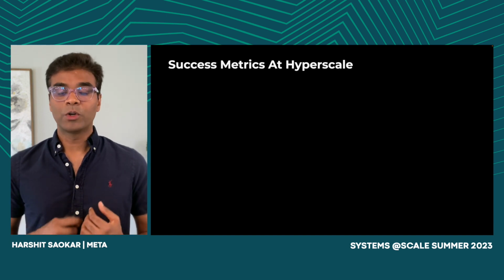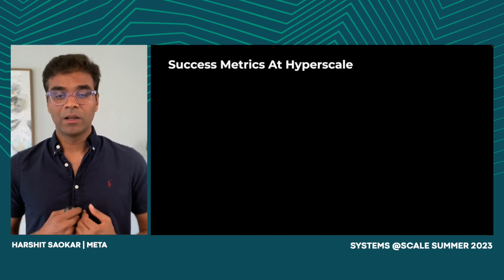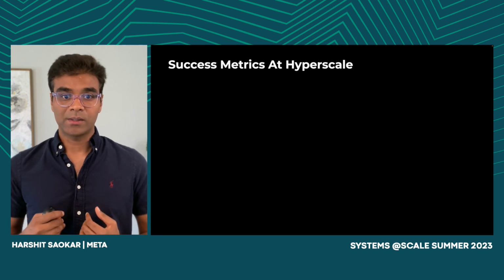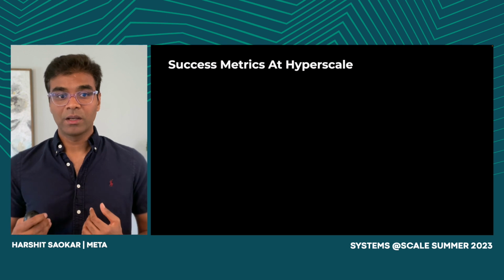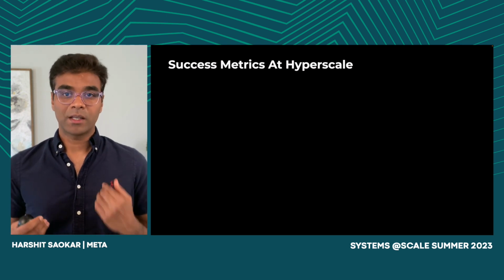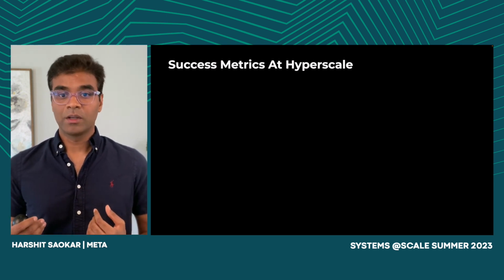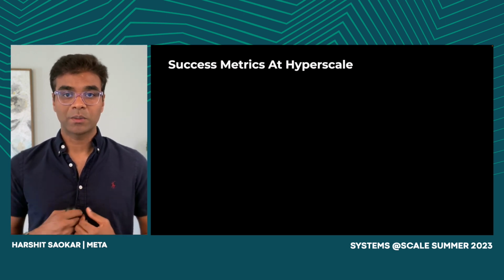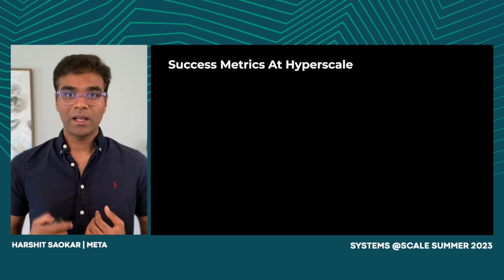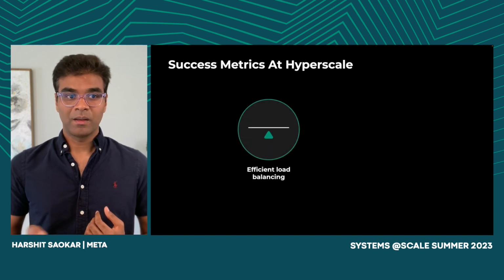So now we know how to build a service mesh at a high level, but how would we measure its success, especially at hyperscale? One table stake metric is error rate. We want service mesh to reduce errors, especially the errors that are happening due to misrouted requests. But beyond that, what else is important?